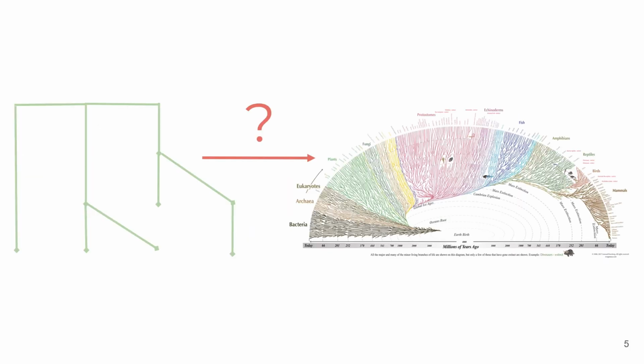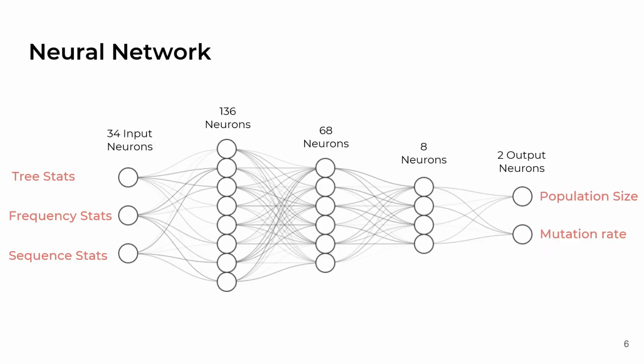Then the question becomes, how do we make our simulations more resemble the nature of evolution? An answer to that is optimizing the parameters that we have used in the simulation based on the true data. For this optimization problem, I have used a neural network due to its ability to learn complex patterns and its applicability to large datasets. Here, you see the neural network structure that I have used, which was trained on the simulated tree, allele frequency, and sequence statistics in order to predict population size and mutation rate parameters.